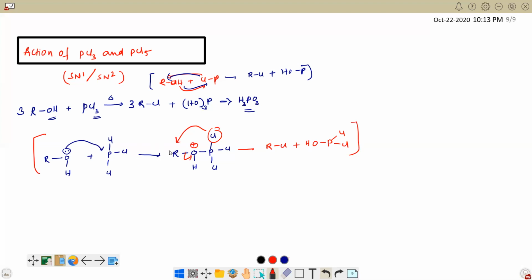So this is the stoichiometric ratio. Similarly, for PCl5, ROH plus PCl5 gives RCl plus POCl3 plus HCl. Here the case is different.